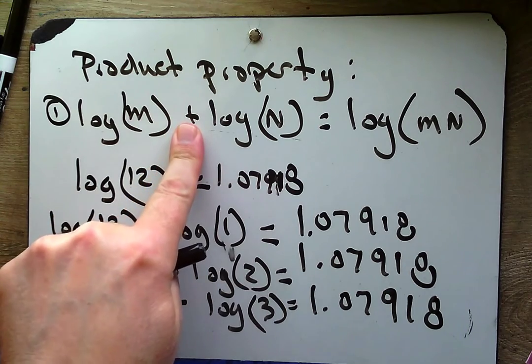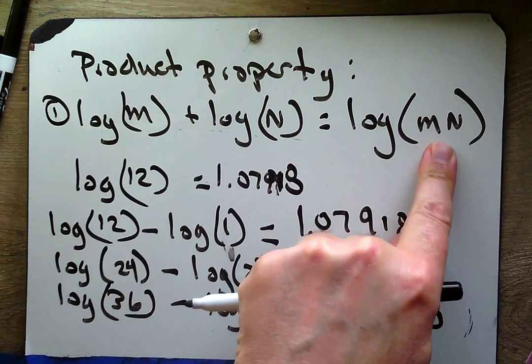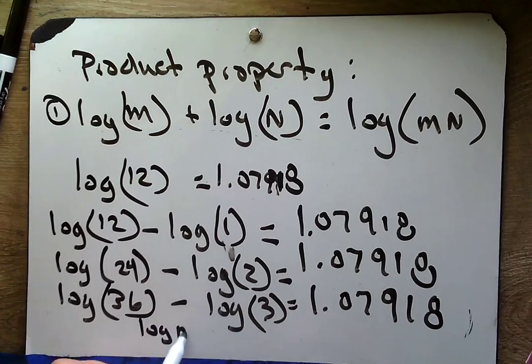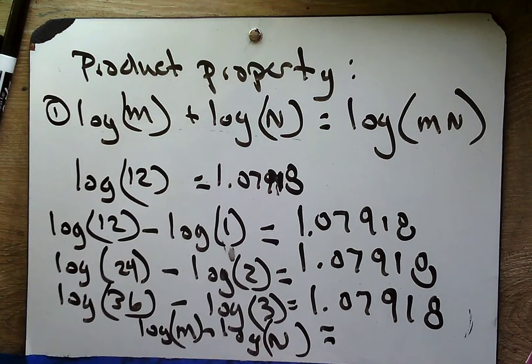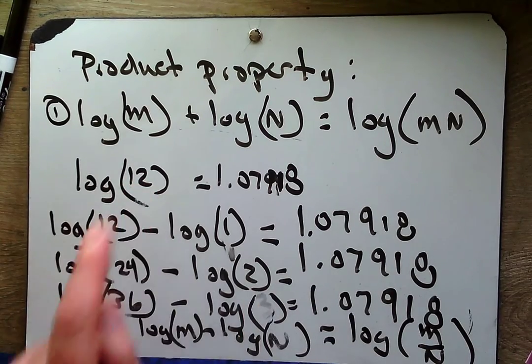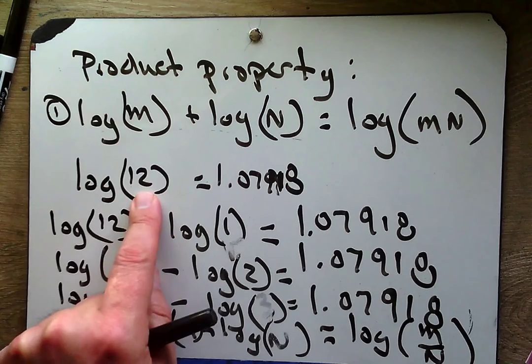When we had addition, that was multiplying these two things together. So what do you think this is all about with subtraction? I see log m minus log n. I can rewrite that how? Yeah, one log only, m over n. So this is my m, this is my n. 36 divided by 3, 12. 24 divided by 2, 12. 12 divided by 1, 12.